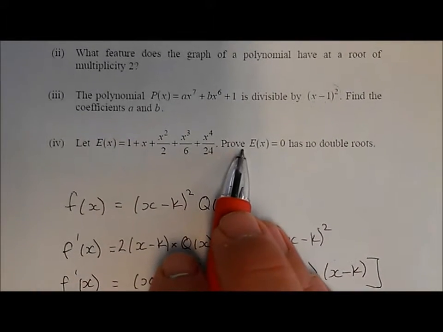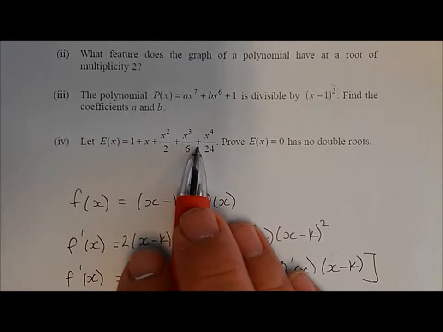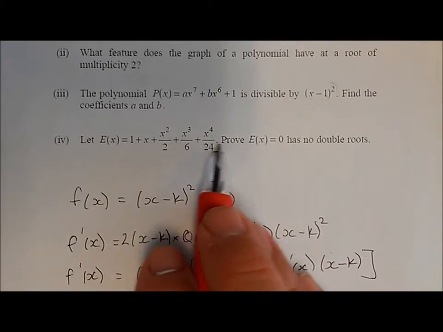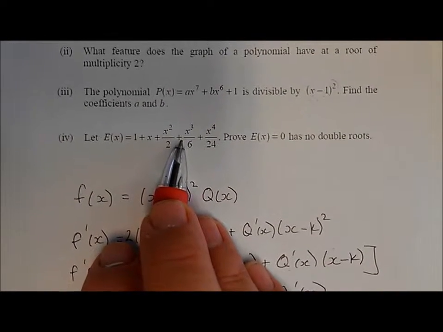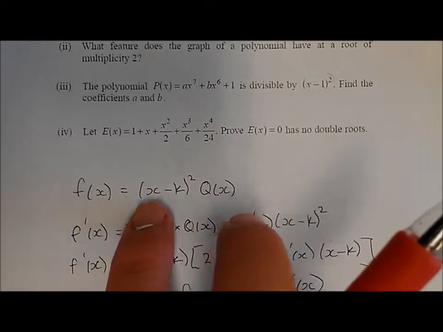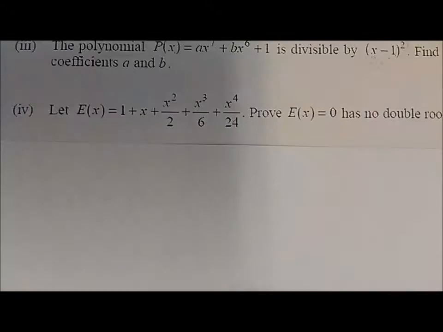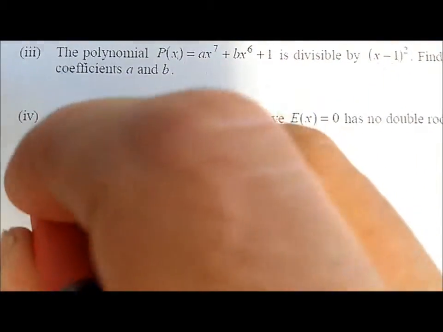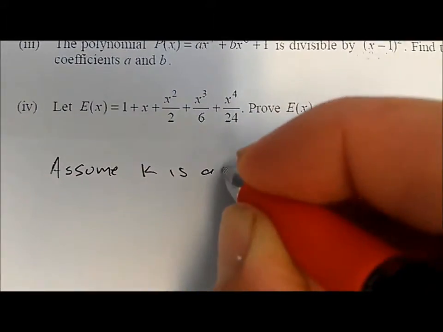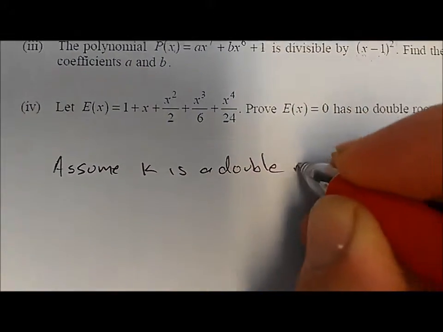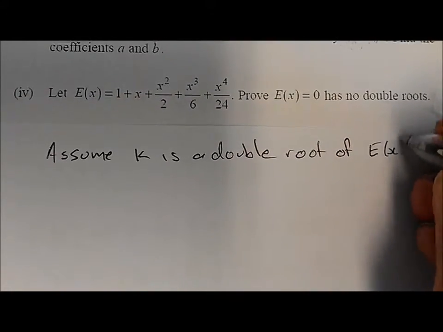The way I'm going to do it is I'm actually going to assume it does have a double root. I'm going to differentiate it. And then I'm going to sub the double root into the original one and into the derivative, and show that I can't make both of them be equal to each other. I'll show you what I mean. So let's assume k is a double root of this polynomial e of x.